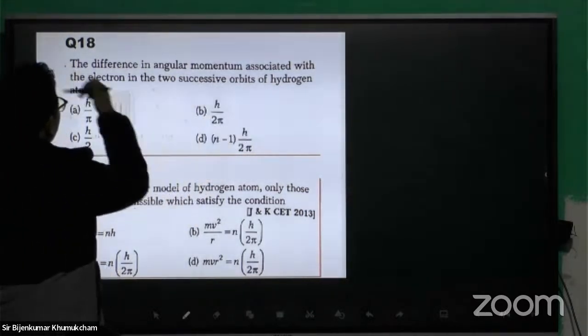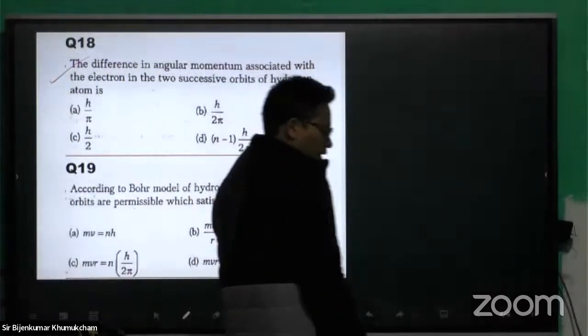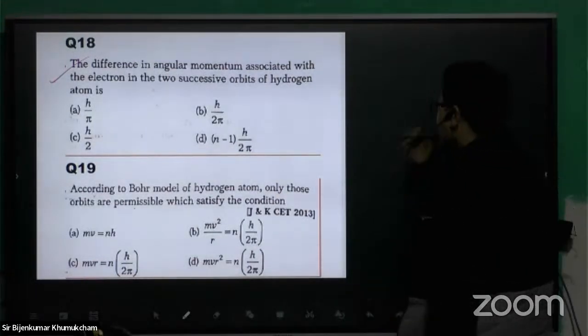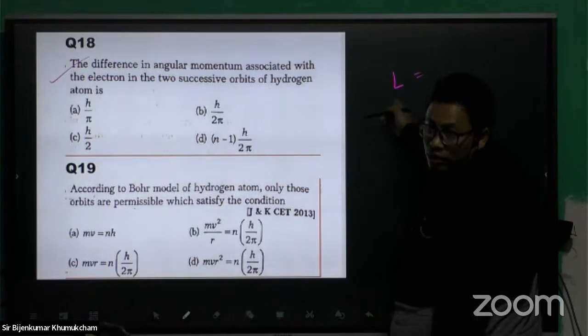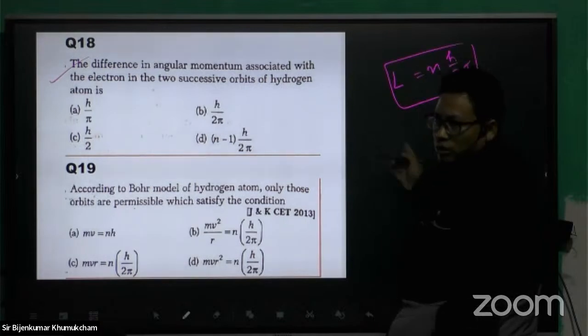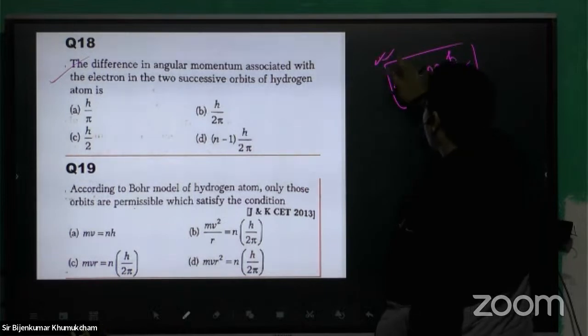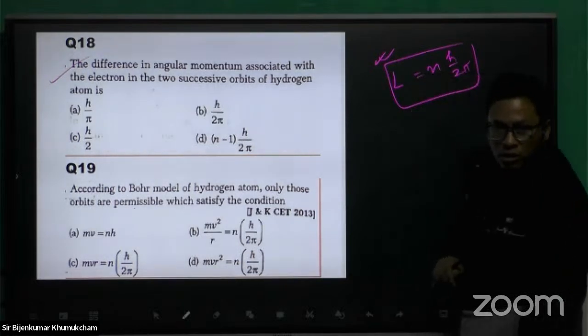Let's see. The difference in angular momentum associated with the electron in two successive orbits of the hydrogen atom is... Angular momentum is quantized. By Bohr's quantization of angular momentum, your angular momentum in any stationary orbit is n times h by 2 pi, where n is the principal quantum number.